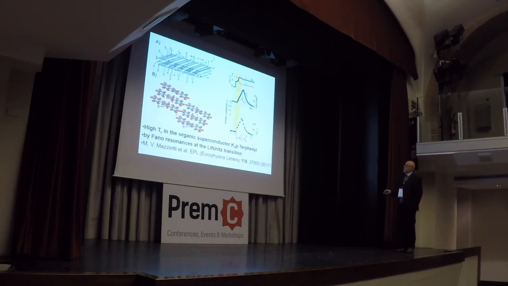Because then in these materials, as already shown in theories published in Europhysics Letters a few months ago, you can get very easily 200 Kelvin. So it is possible that in the future we foresee the possibility to create organic plastic wires with room temperature superconductivity.